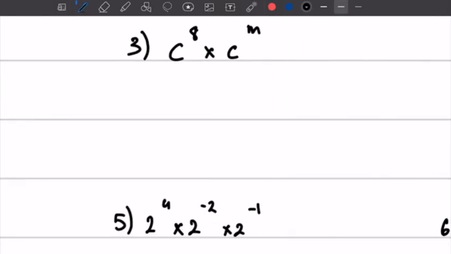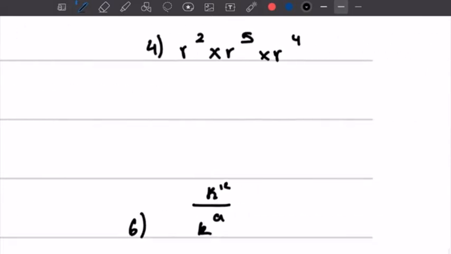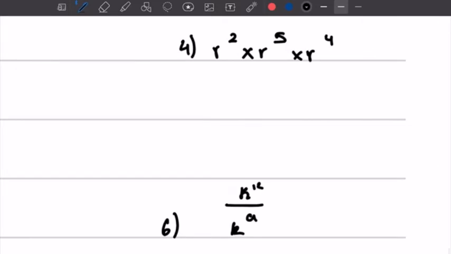Next one, c to the power of 8 times c to the power of m. Again, same thing, c to the power of 8 plus m. You can't really add m to anything, it's an unknown, so you get 8 plus m. Here you have 3 things, but the law remains the same. The first one, you have r to the power of 2 plus 5 plus 4, which is r to the power of 11.